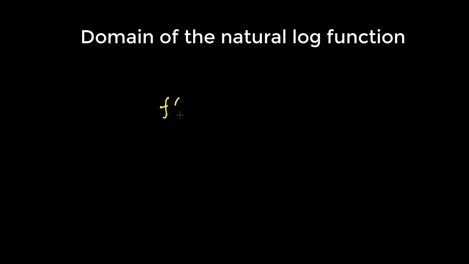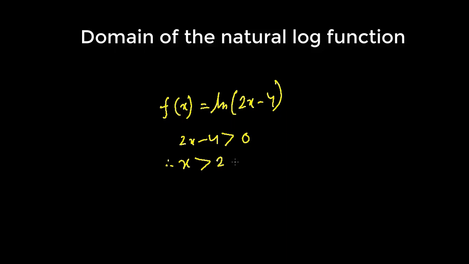If we have f(x) equals ln of 2x minus 4, that means 2x minus 4 can only be positive. It cannot be 0 or negative. So the domain is going to be x greater than 4 by 2. So x is greater than 2.